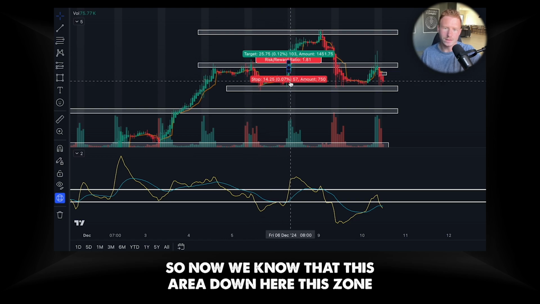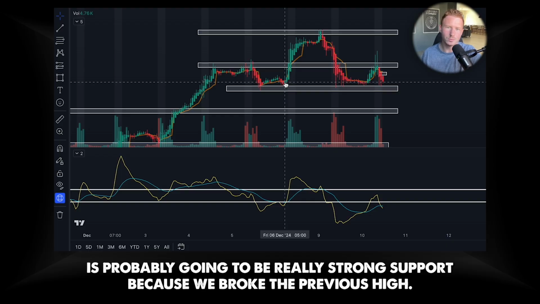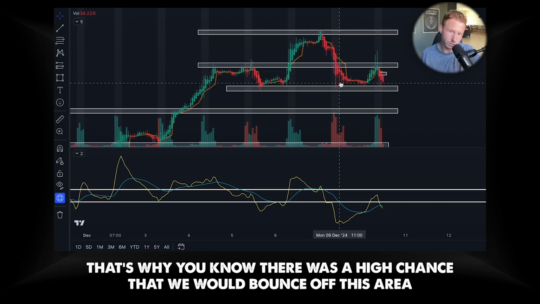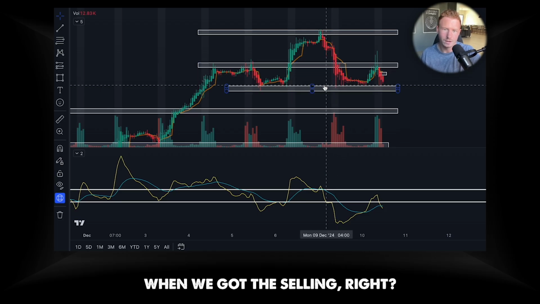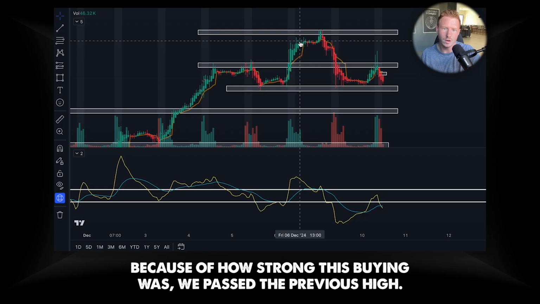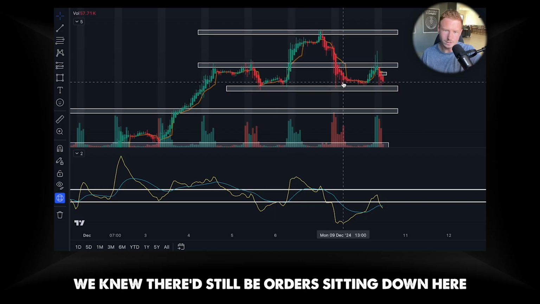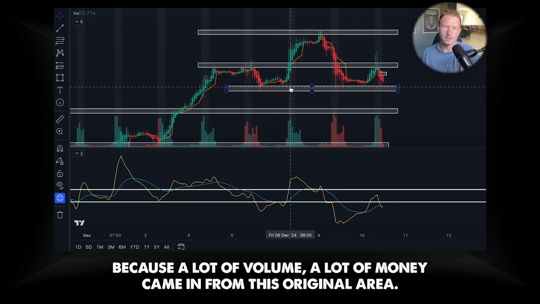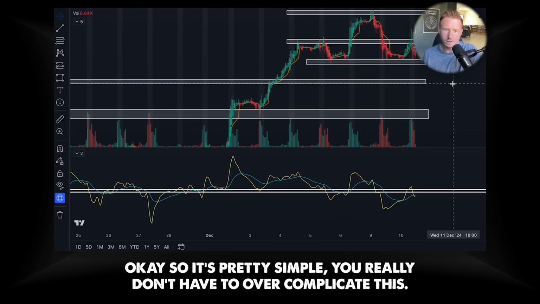So now we know that this area down here, this zone, is probably going to be really strong support because we broke the previous high. That's why there was a high chance that we would bounce off this area when we got this selling, right? Because of how strong this buying was, we passed the previous high. We knew there'd still be orders sitting down here because a lot of volume, a lot of money came in from this original area. Okay, so it's pretty simple. You really don't have to overcomplicate this.